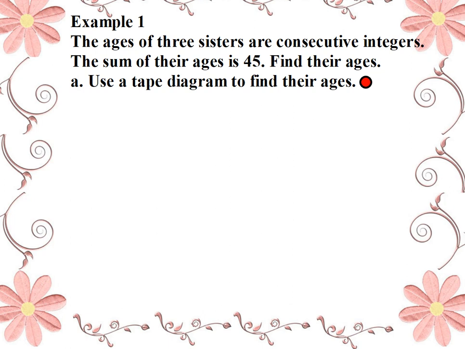And then we're going to go ahead and take a look at example 1. It says the ages of 3 sisters are consecutive integers. The sum of their ages is 45, and find their ages. And it wants us to use a tape diagram.